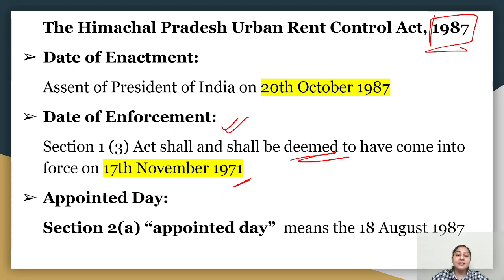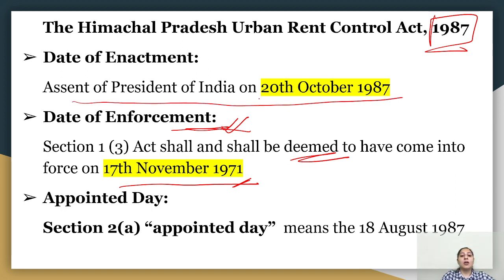And when is the date of enforcement deemed to be? It is 17th of November 1971. So this is very important. Reason being, usually what happens is the Act is enacted first and after that comes its enforcement date. But in this particular legislation, what we see is that the assent of the President was on 20th October 1987.